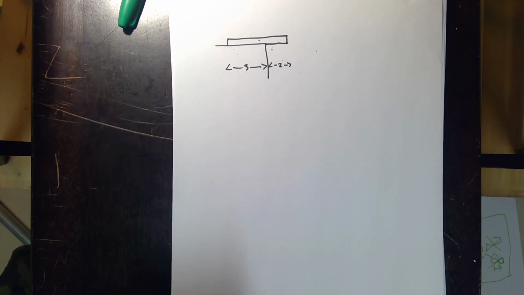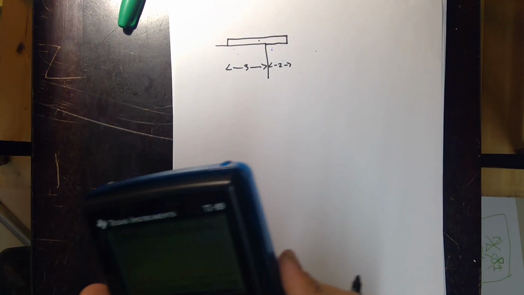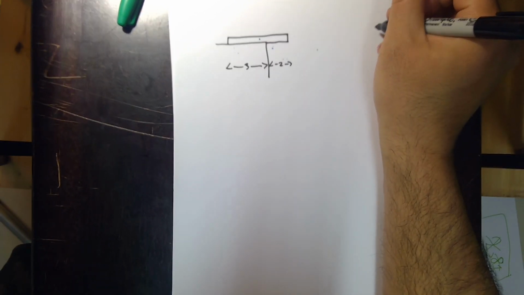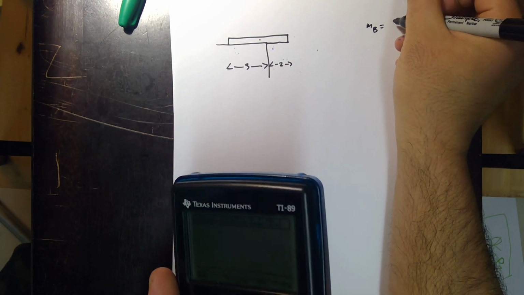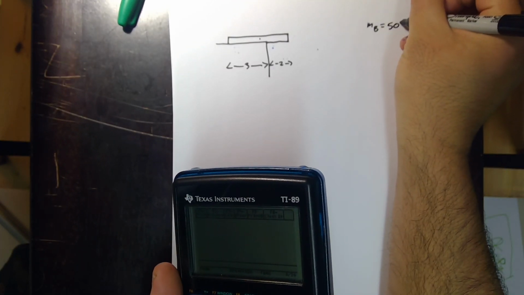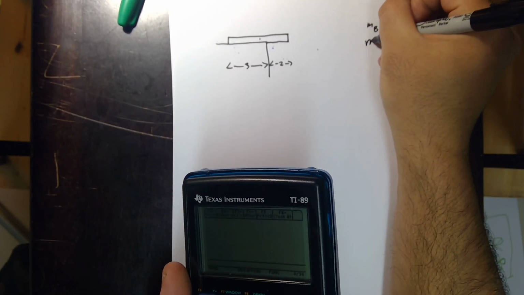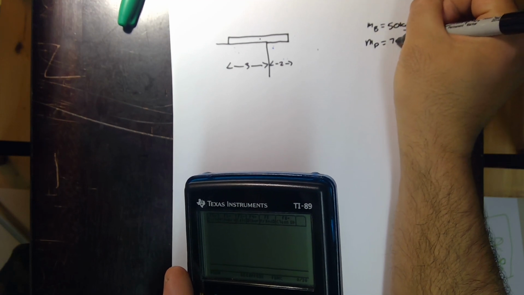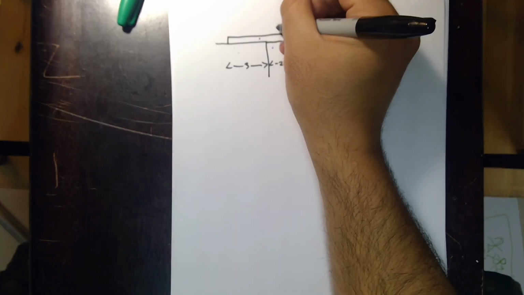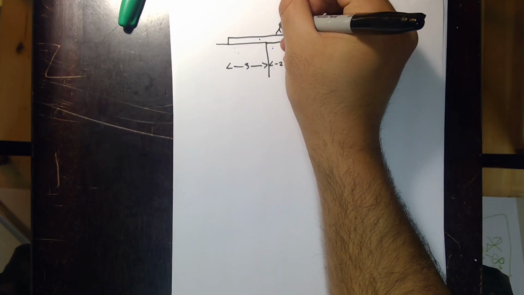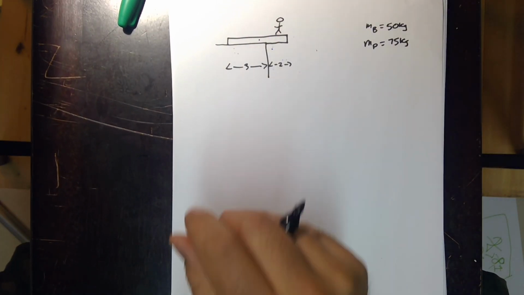So in order to do that, let's give the board some mass here. Let's say that the mass of the board is 50 kilograms. Let's make our person 75 kilograms. And I'll put my person somewhere over here. Now, I actually don't know how far out he can go.